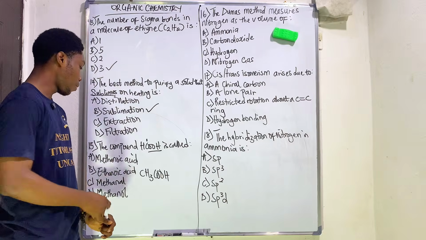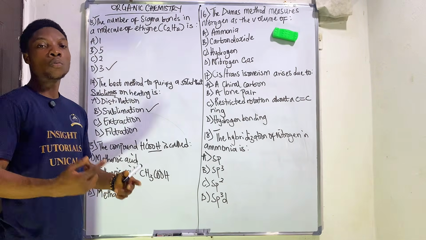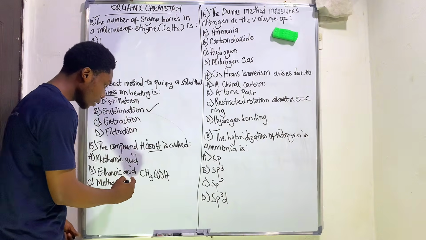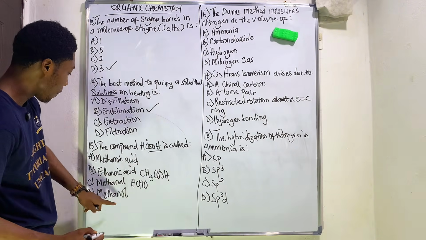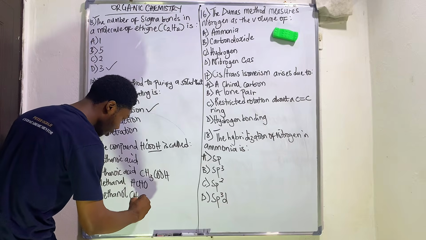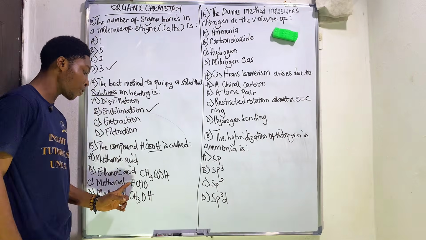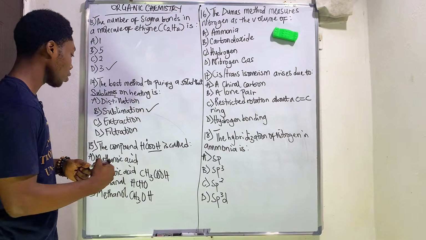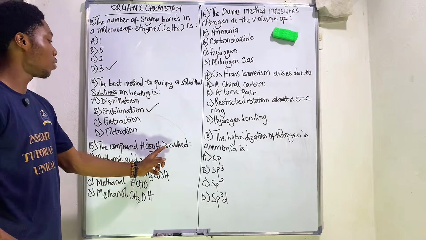It's the simplest form of alkanoic acid called methanoic acid. Methanal would be for alkanals, right? And methanol would be for alkanols. So methanal would be this, HCHO, right? And methanol would be CH3OH, right? These are the simplest forms for alkanals and alkanols. So the correct answer is methanoic acid, HCOOH.